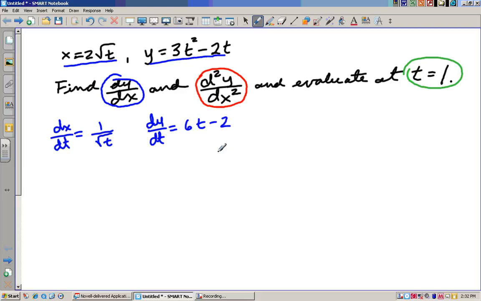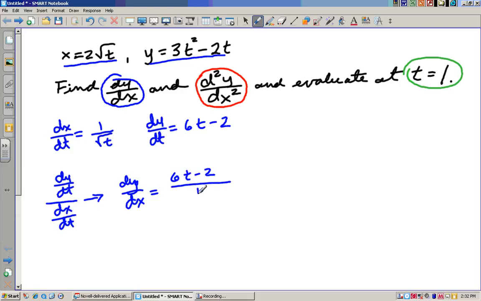So notice now we have dx/dt and we have dy/dt. But the question was, we want to find dy/dx. We like Leibniz notation because it looks like a fraction. If I actually take dy/dt and divide it by dx/dt, using your fraction rules, that's going to give you dy/dx. So this will equal dy/dt divided by dx/dt.